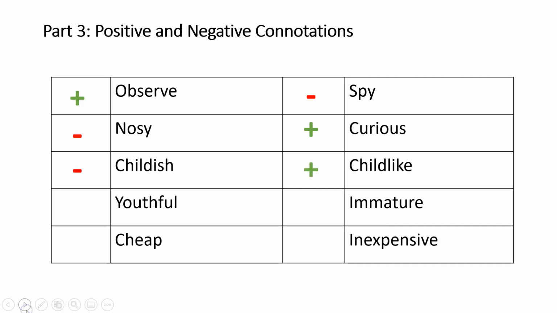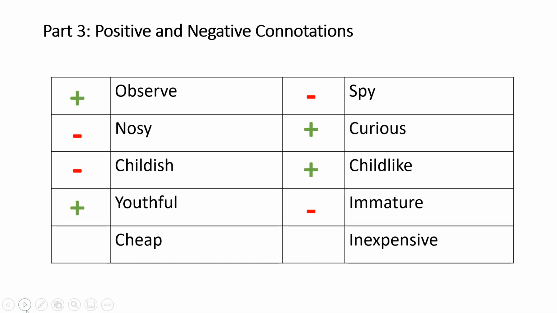Between childish and childlike, childish has a negative connotation and childlike has a positive connotation. They mean the same thing, but if you are told that you're being childish, then you're told you're being immature. Whereas if you're being childlike, it's like you're being playful, like a young child. Between youthful and immature, youthful is more positive, immature is more negative.